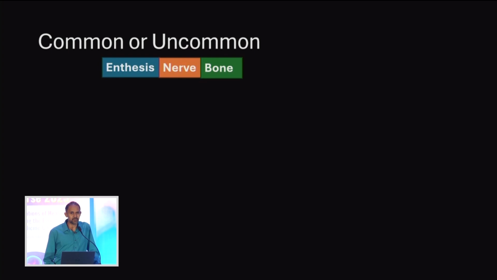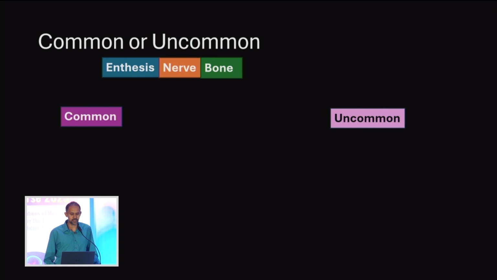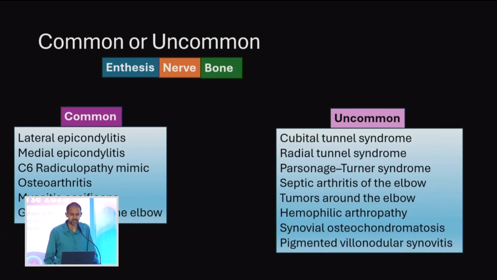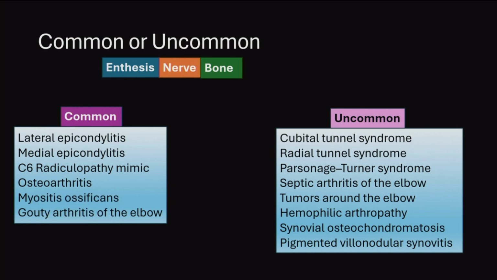Having said that, we want to really learn to sort out whether these things are common or uncommon. Are we looking at a common case or not so common case? So common cases, you've seen the numbers already. I'm just reframing it here. Lateral epicondylitis, medial epicondylitis, C6 radiculopathy, osteoarthritis, myositis because we're PMR, and gout. Right? The uncommon stuff is pretty much everything else. It's not saying it's less important. It's just these are the more common cases.